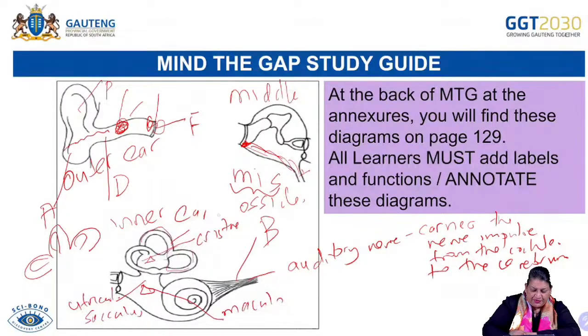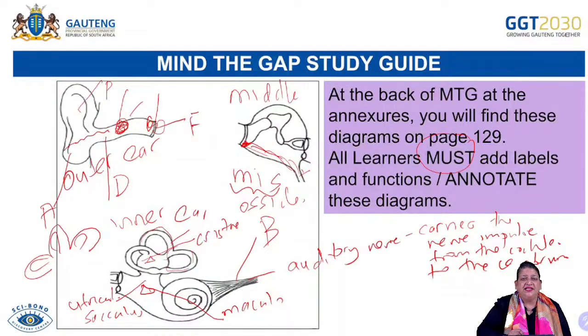All right, so please learn that from your mind the gap on page 29. All learners must add the labels and functions and annotate. This diagram means next to each label write down: cristae, mechanoreceptor, sensitive to the stimulus of speed and direction of the head. Macula, mechanoreceptor, sensitive to the changes in the position of the head.